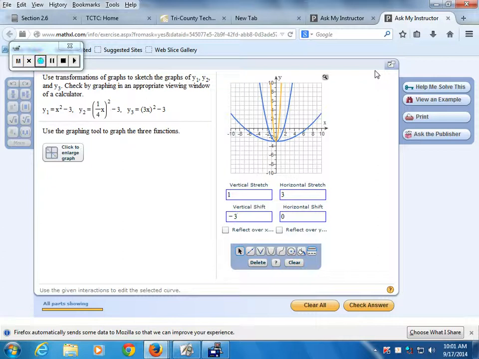So you can put it right there. So the vertical stretch is making it narrow, and the horizontal stretch is making it wide. Okay?